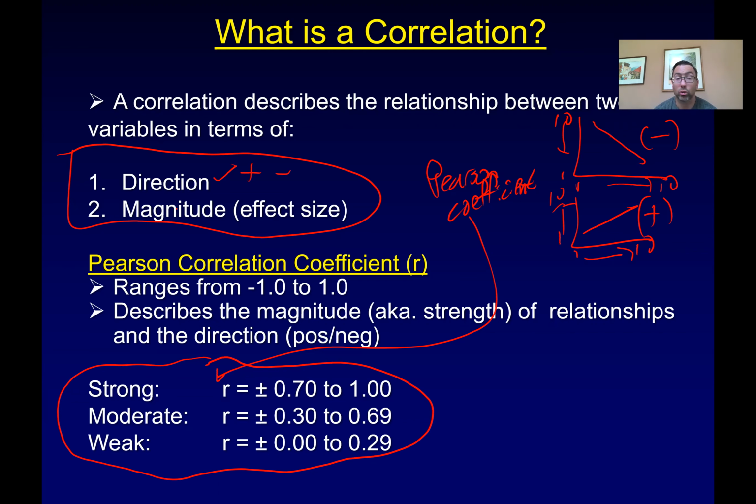Things that we would call strongly correlated are going to get values that range from 0.7 to 1, moderate is 0.3 to 0.69, and weak correlations are 0 to 0.29. If it's 0, there's essentially no correlation. I do want you guys to know this kind of magnitude, these ranges, and I do want you to know a little bit about what a correlation is.